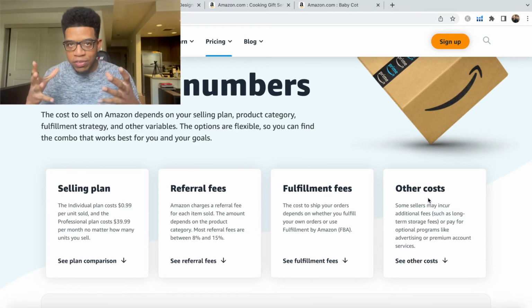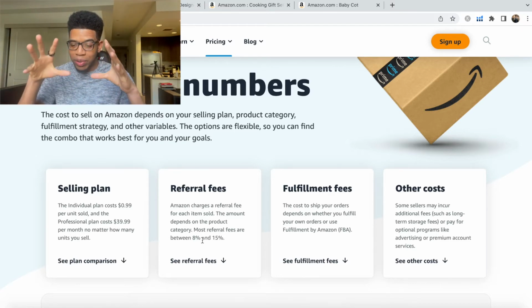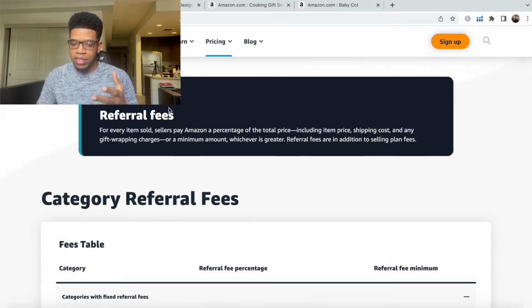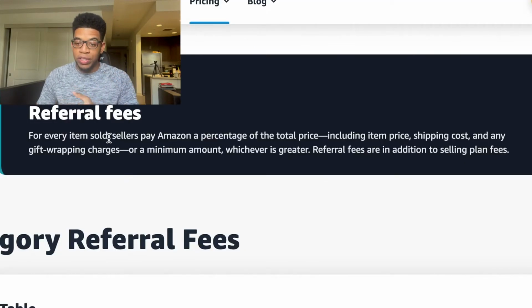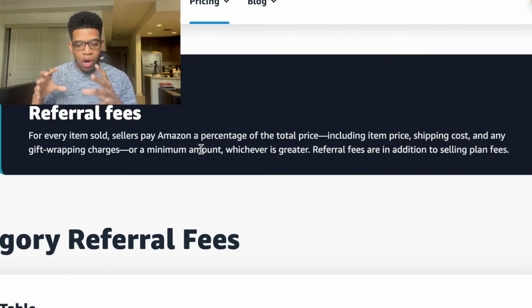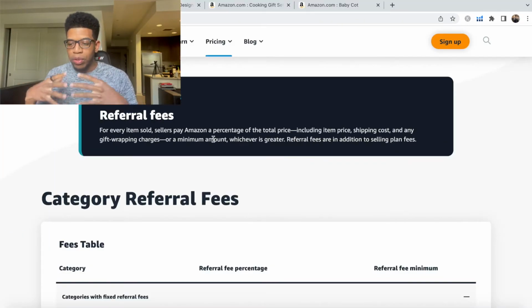So the very first fee was the seller plan. Now the second fee is going to be the referral fees. Now this is actually when Amazon is going to allow you to sell on their platform. But how they categorize it is a little bit different. So if you click on the referral fees, basically Amazon jargon: for every item sold, sellers pay Amazon a percentage of the total price, including the item price, shipping costs, and any other gift wrapping charges or a minimum amount, whichever is greater. Referral fees are in addition to seller plan fees.